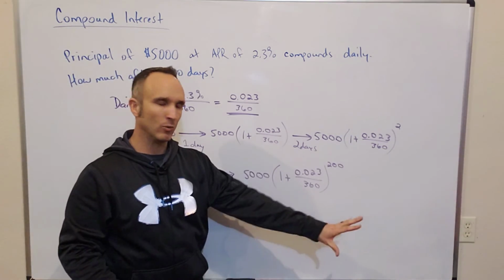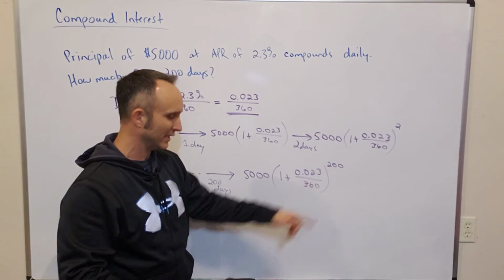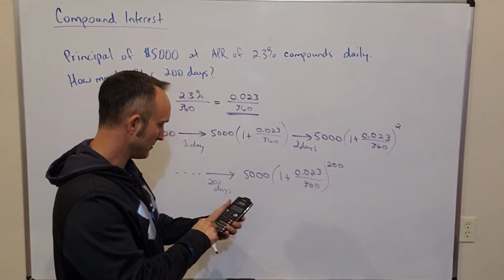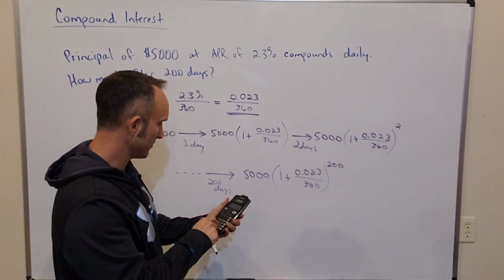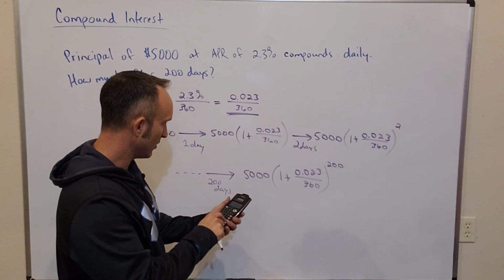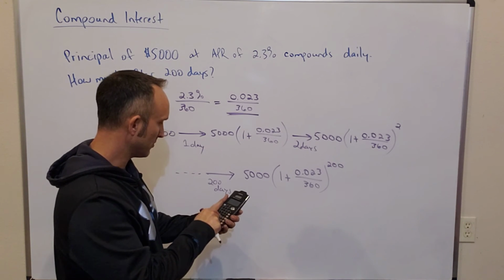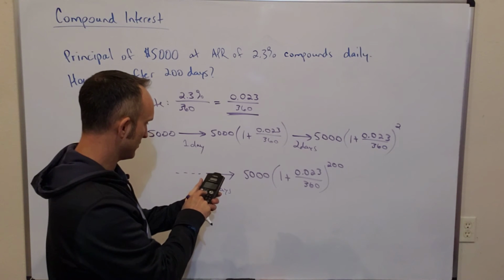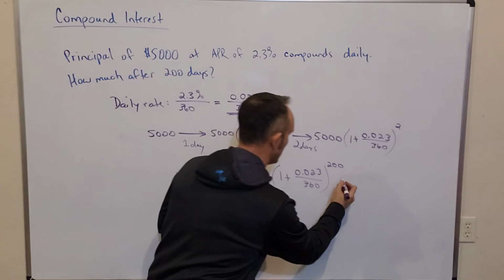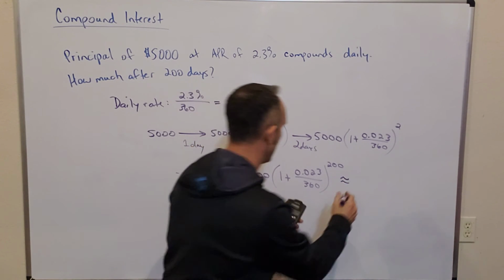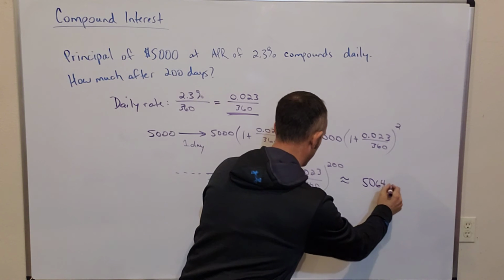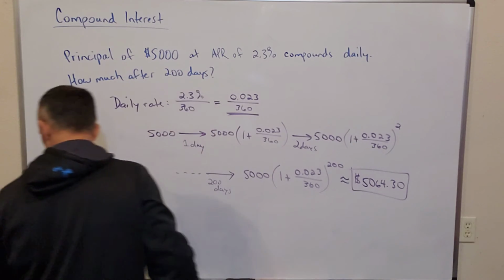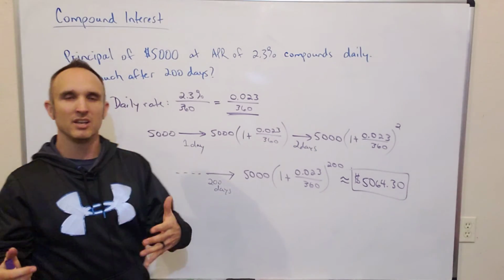And if I were to put that into my calculator, I'm going to let my calculator do all of this for me at once, rather than figuring out this nasty number and rewriting it. So 5,000 times the quantity 1 plus the fraction 0.023 over 360, close the parentheses, raise that to the 200th power, I would get approximately $5,064.30.